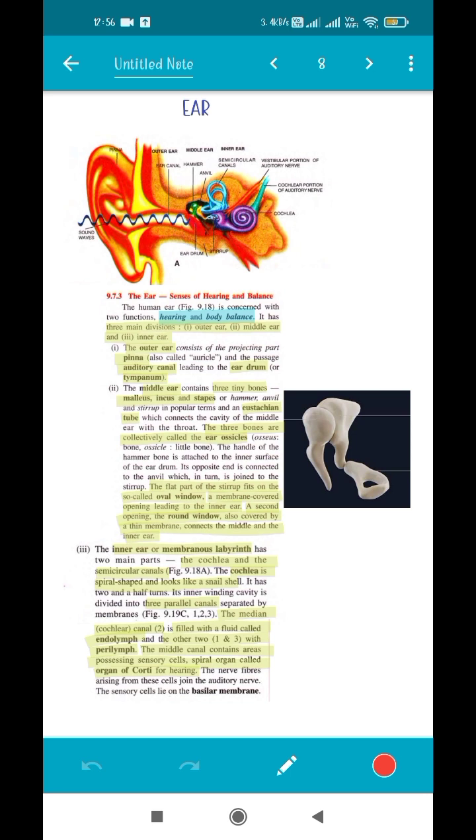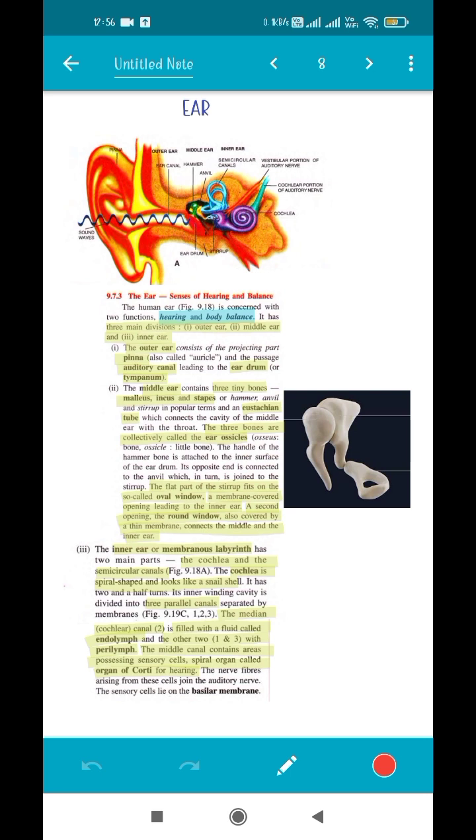From the ear, this eustachian tube connects our middle ear to the throat portion. That's why during cough and cold there is sometimes pain in the ear also. So the eustachian tube performs this function. Next is the inner ear or the membranous labyrinth. The inner ear has the cochlea and the semicircular canals. This is the part where the actual hearing happens.